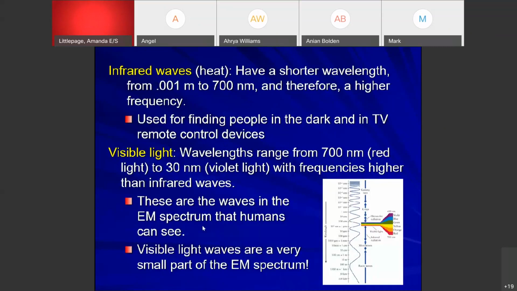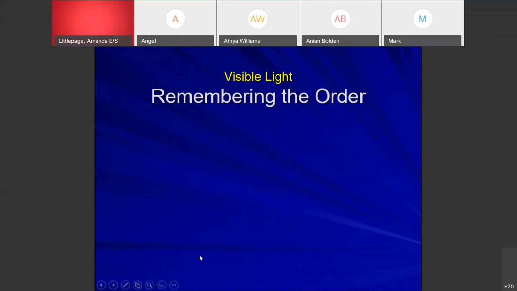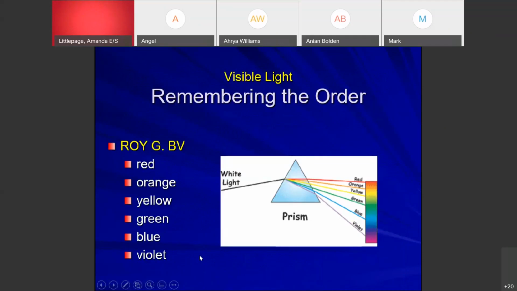All right, so again, visible light is what we can see. And they make up a very, very small part of the EM spectrum. So one way to remember the separation of visible light is Roy G. Biv: red, orange, yellow, green, blue, and violet. Or sometimes you'll see blue, indigo, and violet combined there on the end. Okay, so red, orange, yellow, green, blue, indigo, and violet.